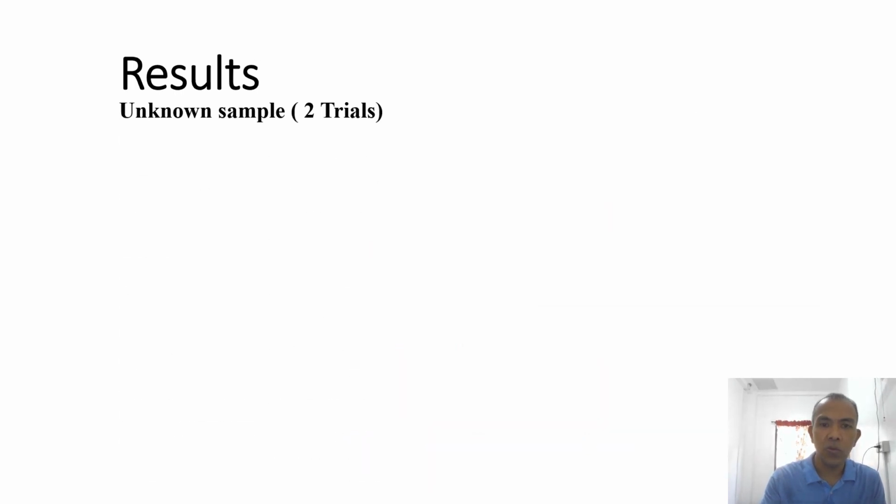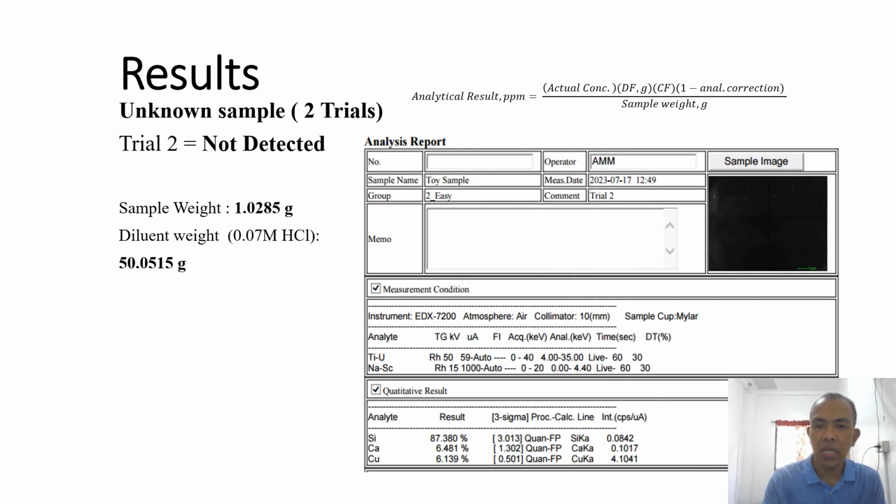In trial 2, the result is also not detected, with the following weight of sample and diluent, same formula. Again there is no reading of antimony, accounting for up to 100% of each element present, whatever the EDX detects as present.